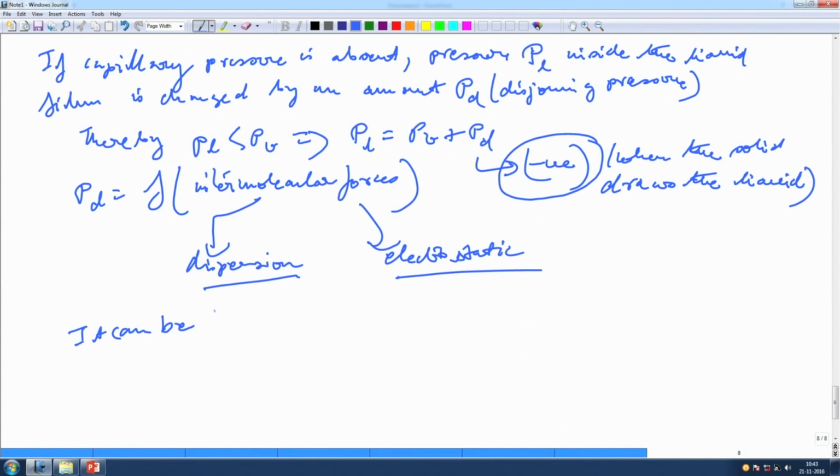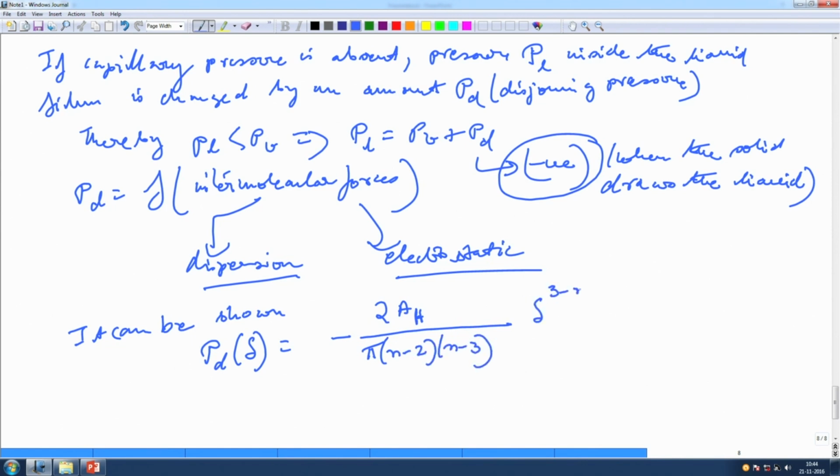Now, when we come across to our original thing, it can be shown, and that would require a complete statistical mechanics course, that the PD as a function of the thickness of this layer is given by 2AH divided by pi n minus 2 n minus 3. Do not be bothered about these things. n is the exponent of the long range potential.